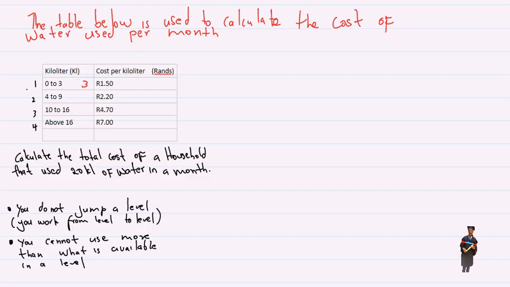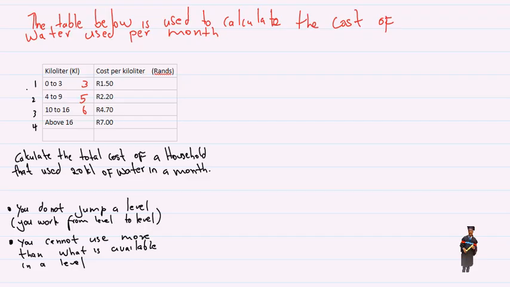So here we are going to say 9 minus 4. So 9 minus 4 is actually 5. So here there are 5 kiloliters available. We have 5 available kiloliters. And then coming here, when we say 16 minus 10, it is actually 6.